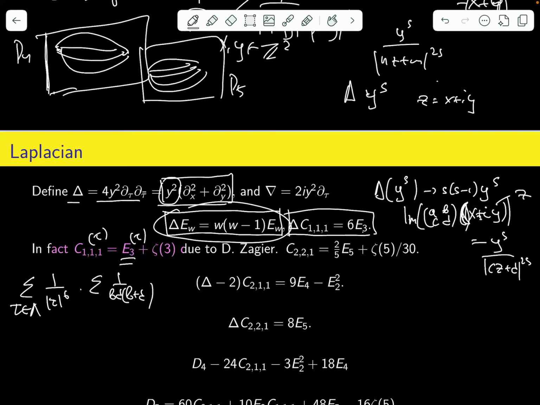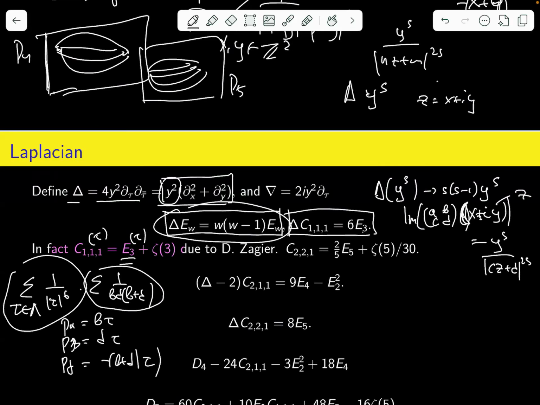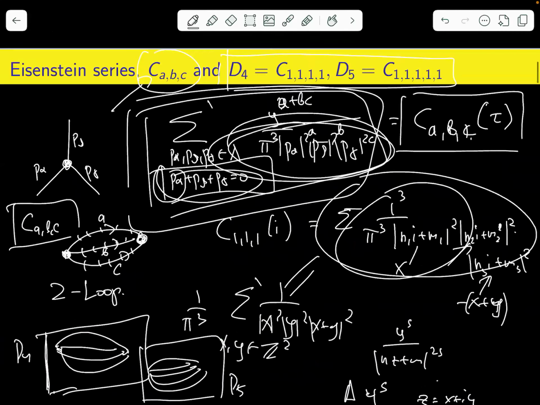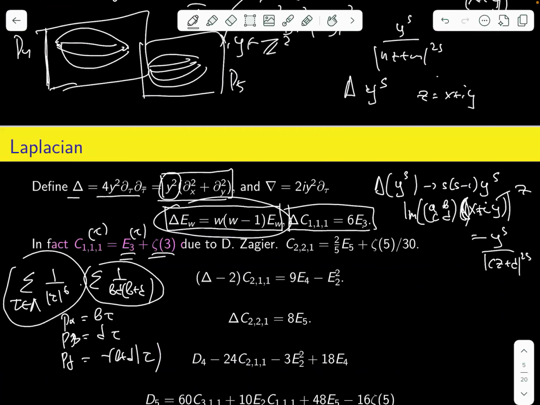Because, for example, p alpha is b tau, p beta is d tau, and p gamma is minus b plus d tau. And so this function, this sum, you can compute. This sum is just Eisenstein series E3. So what does it mean? It means that if you remove from C111 the collinear terms, so the terms when you have collinear p alpha, p beta, p gamma, then it will be constant. It will be just zeta of 3.